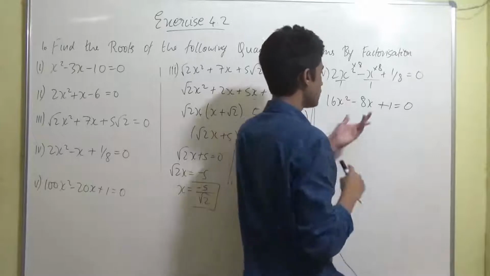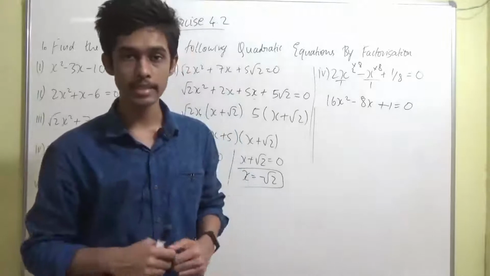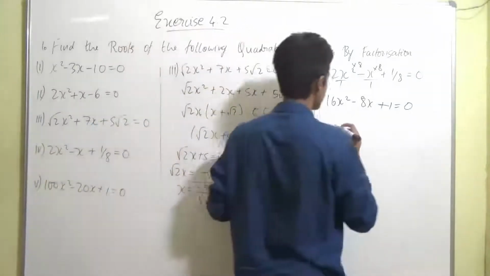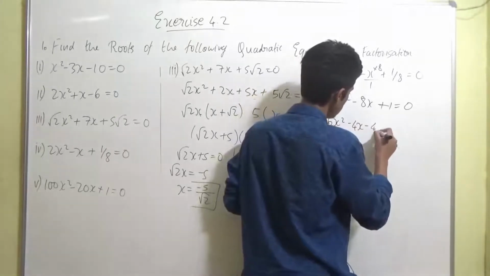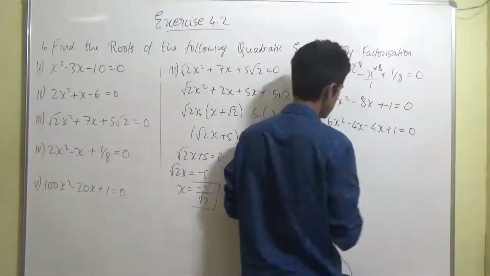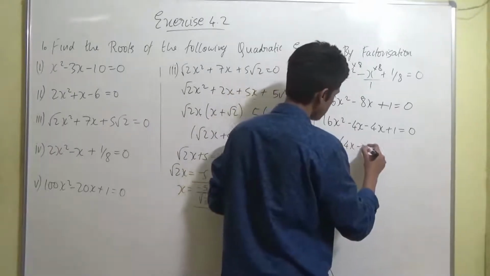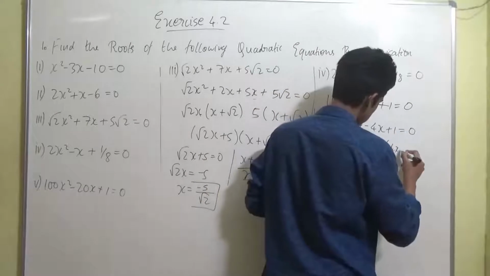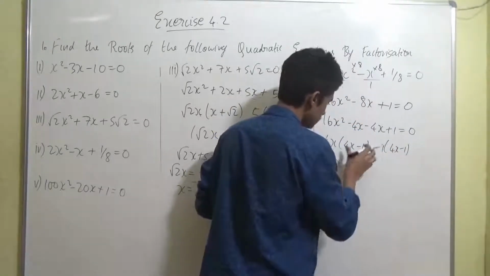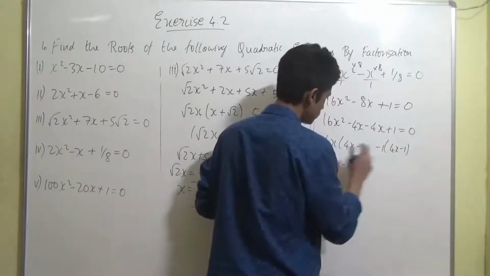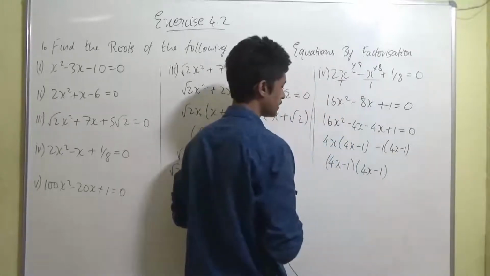Now if you see, you have to split minus 8x in such a way that you are going to get 16x square. So 4 into 4 is 16, right? So we'll split it as minus 4x minus 4x. 16x square minus 4x minus 4x plus 1 equal to 0. Now let's take 4x common. It's like 4x minus 1 and 4x minus 1. Getting it, guys? So if you see, you will take this common and these two terms in one bracket, right? So you get like this.